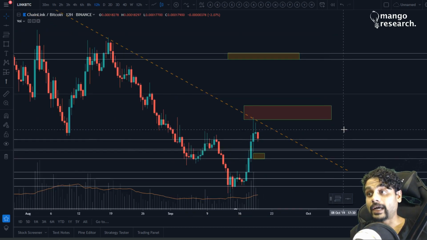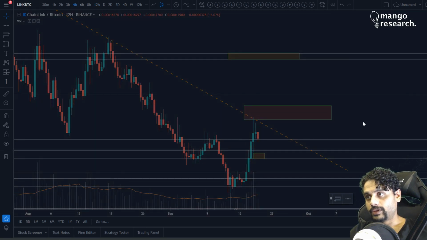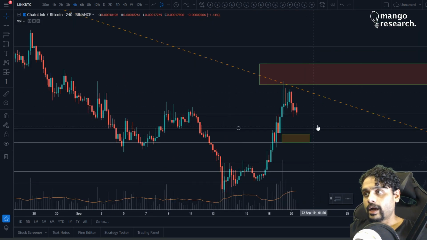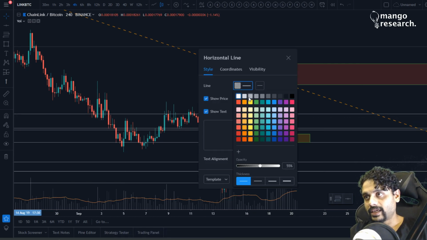That being said, what about the downside? It's not only upside, right? We have to also protect ourselves against the downside. For that, I do want to look at the lower time frames. We can start with the 4-hour and see what's going on. This line over here is the line we just marked, by the way. Let's go ahead and thicken that out a little bit.